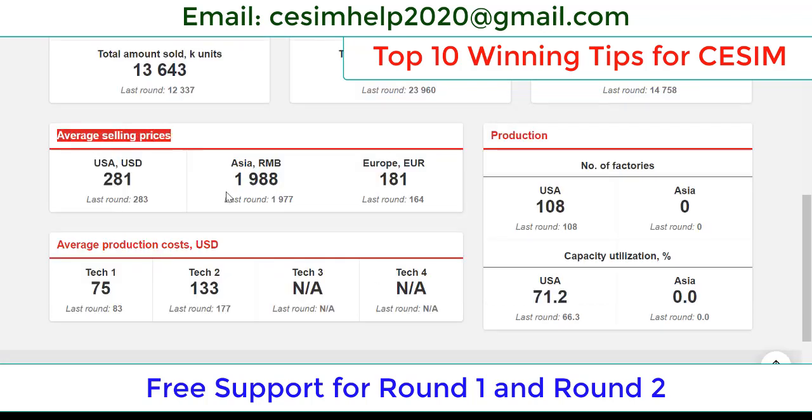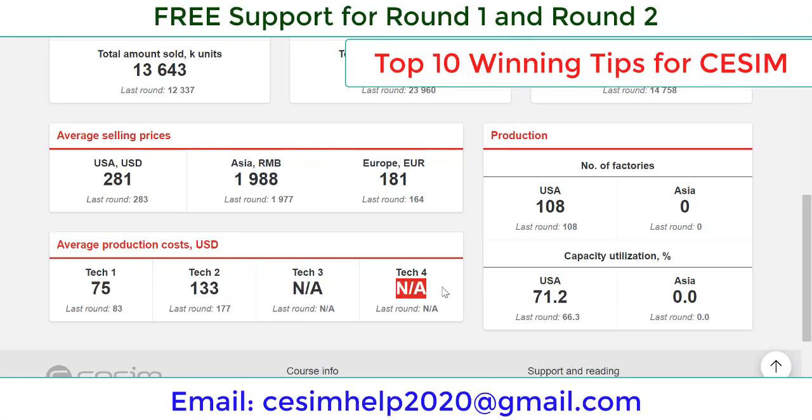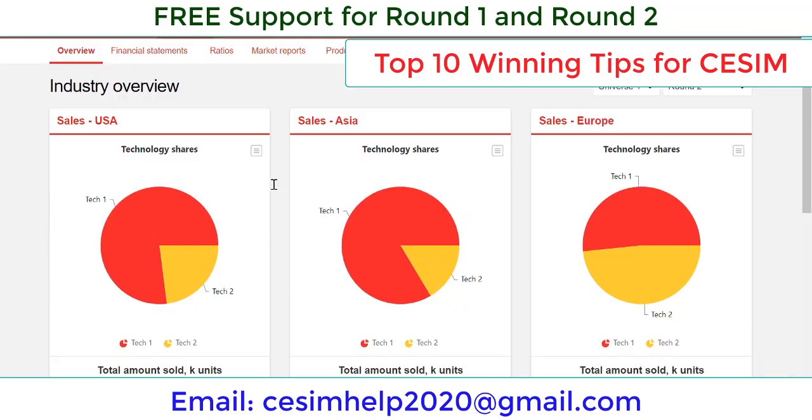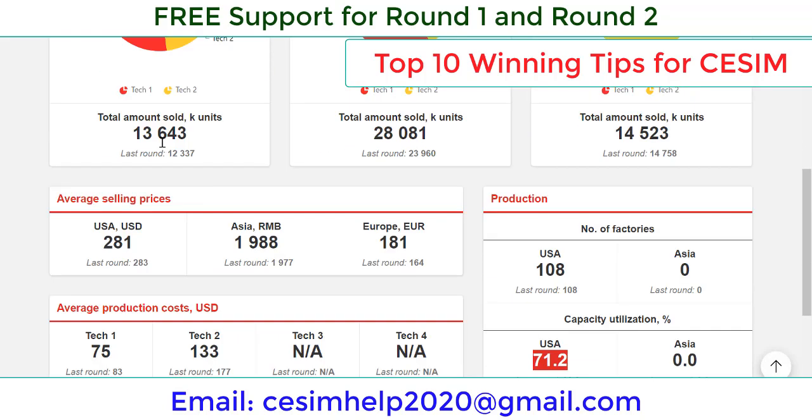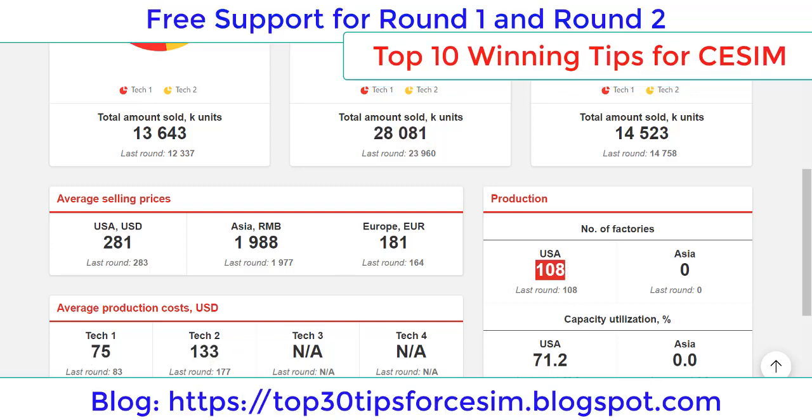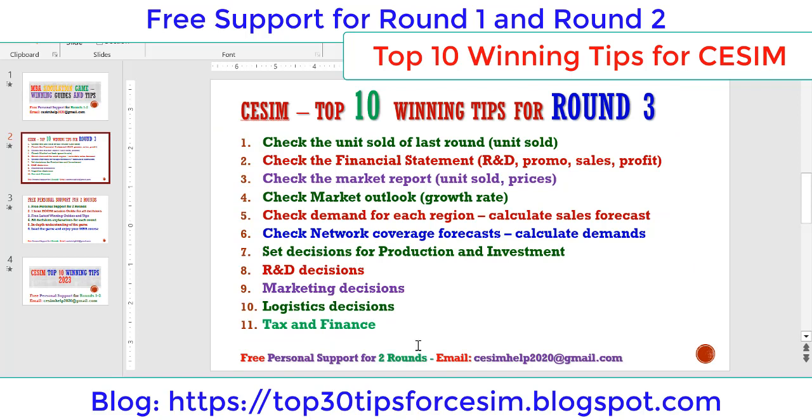The average selling price is not much, we use it for reference only, and the cost of production is very important. Look at this, we see the Tech 1 production cost is 75 and Tech 2 is much higher. Tech 3 and Tech 4 were not available yet in round 2 and don't have the statistic. For the number of factories, we have a total of 108 units and are using 71.2%. So this is the first tip, the unit result. We need to look at this so we can calculate the sale forecast, know the cost of production, and also figure out the total supply of the market.